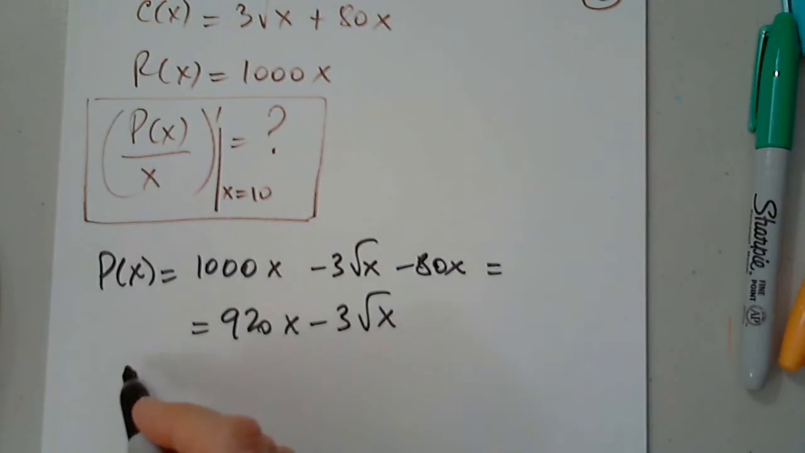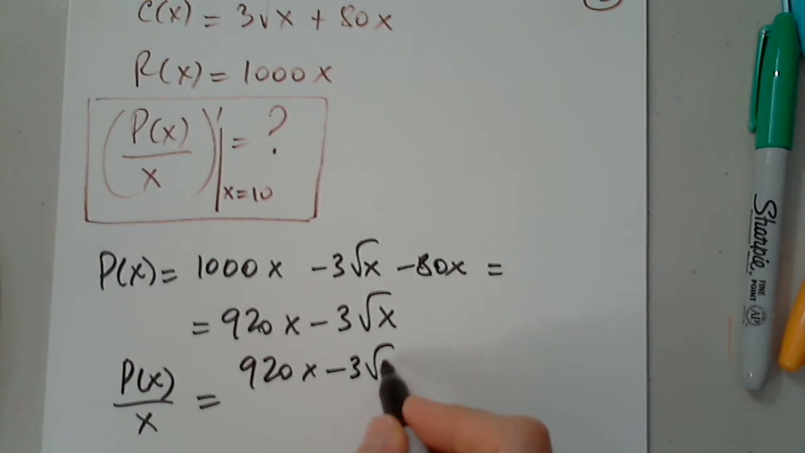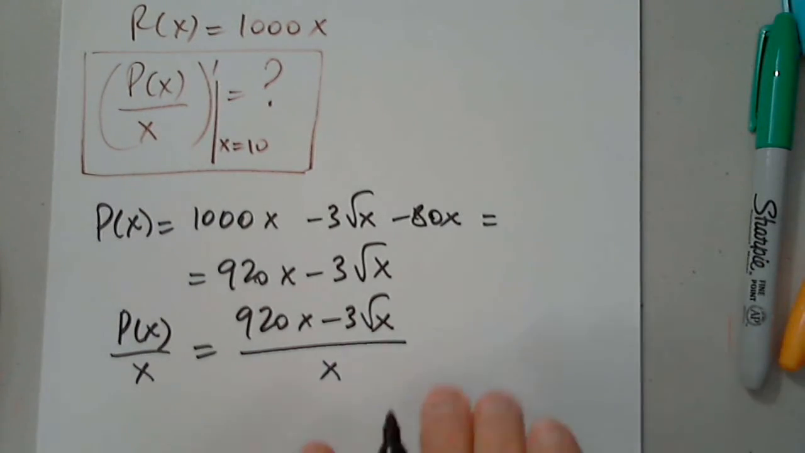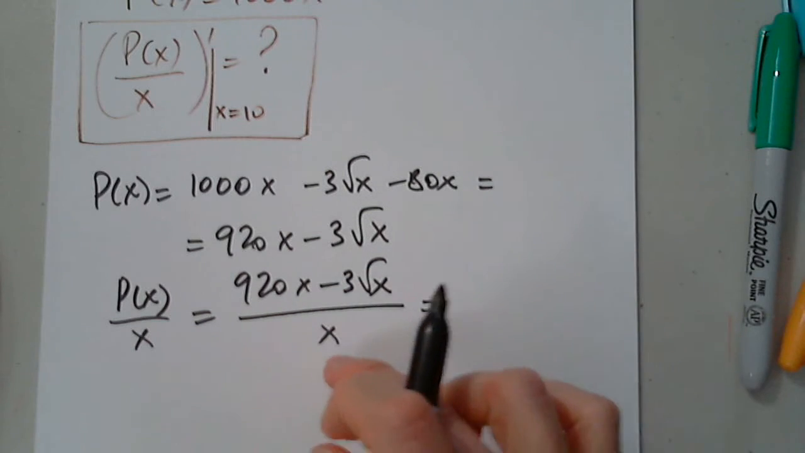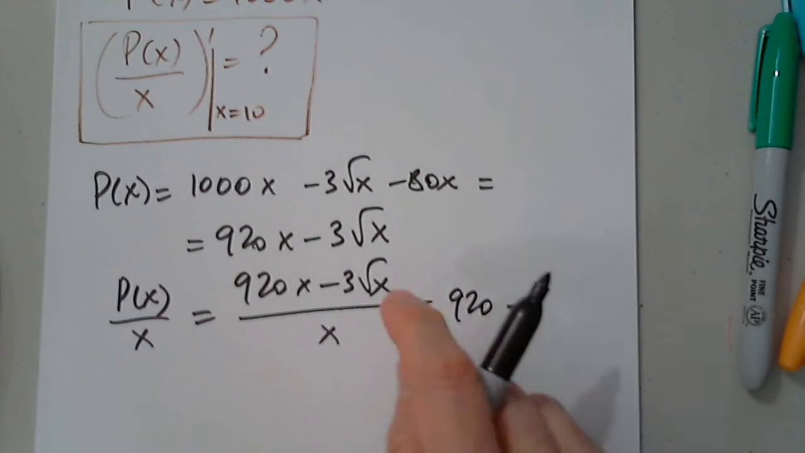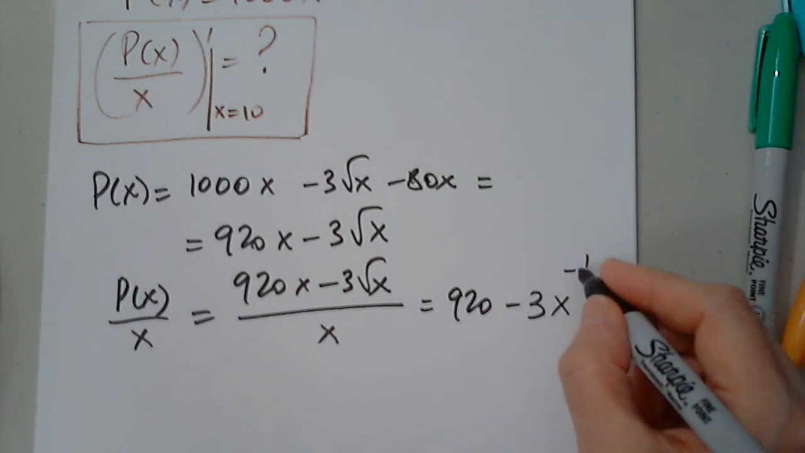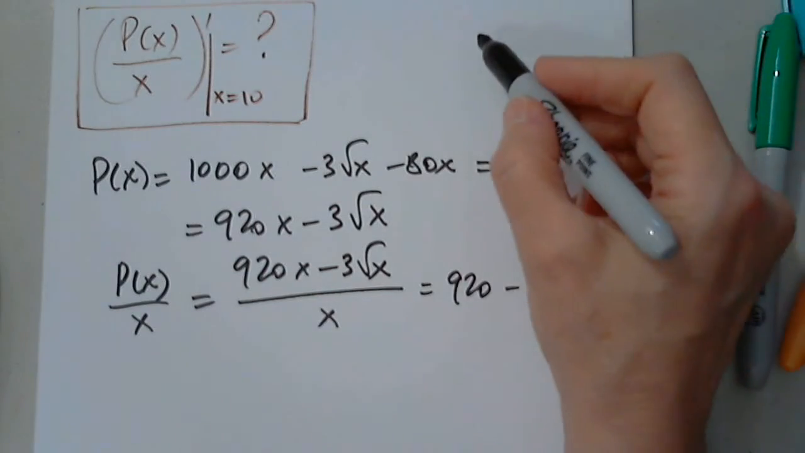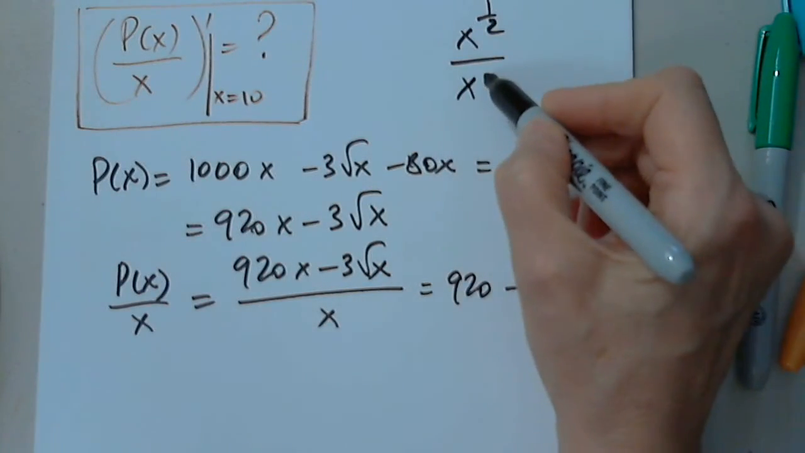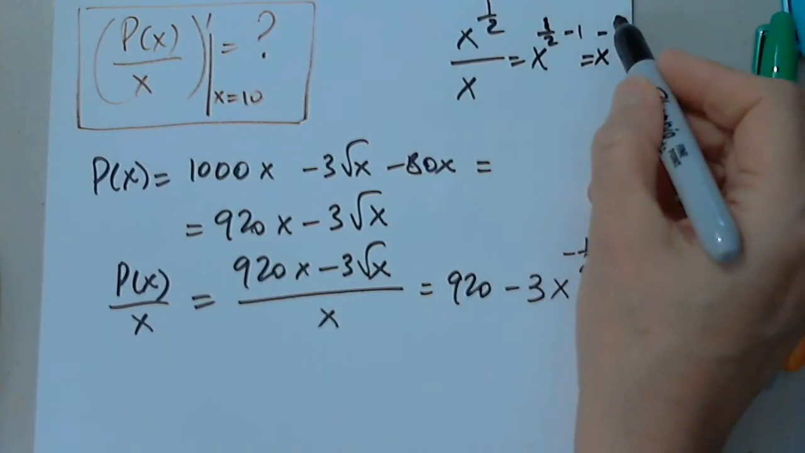Then I will create this function, which is 920x minus 3 the square root of x over x. As we did, I separated into two fractions, so I can simplify. 920x over x is 920 minus 3. The square root of x over x is x to -1/2, because it's x to 1/2 divided by x to the first power, which is x to 1/2 minus 1, which is x to -1/2.